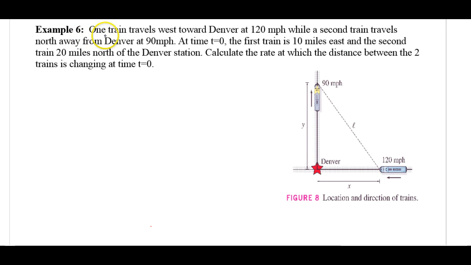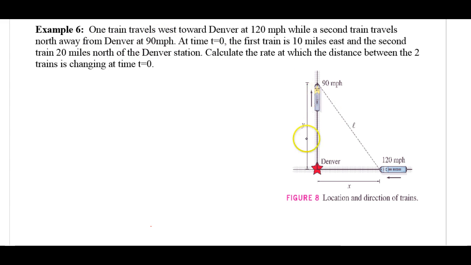But this one, we have one train traveling west toward Denver at 120 miles per hour, while a second train travels north away from Denver at 90 miles per hour. So I want to stop and look at the image that's been given. I'm going to go ahead and label my givens on the graph. One train is traveling west toward Denver at 120 miles per hour, and the second train is traveling north away from Denver at 90 miles per hour.